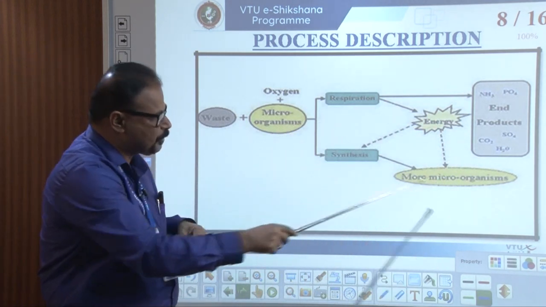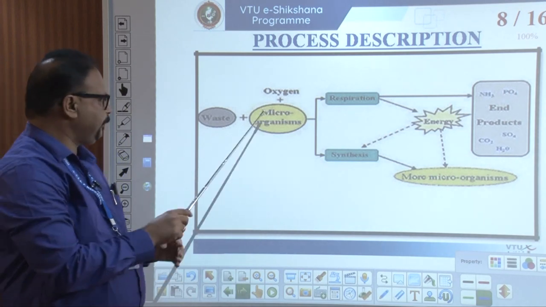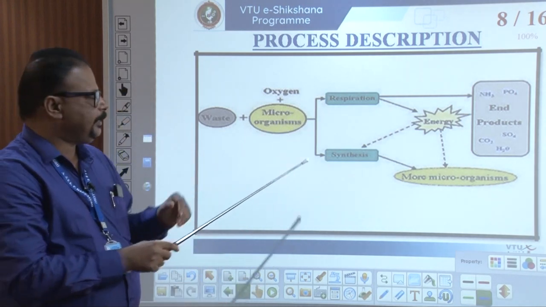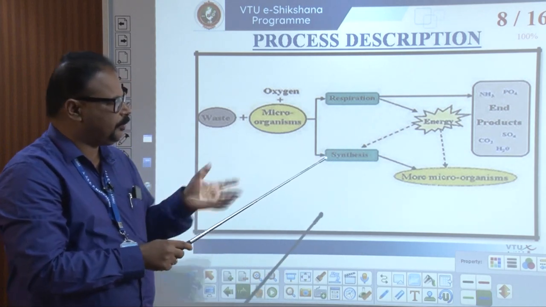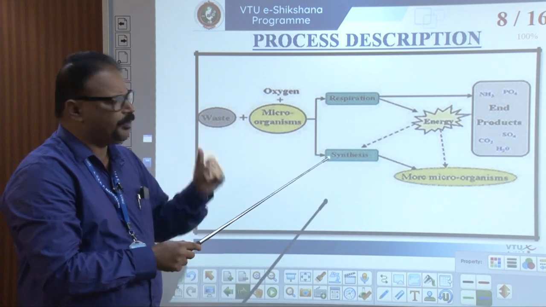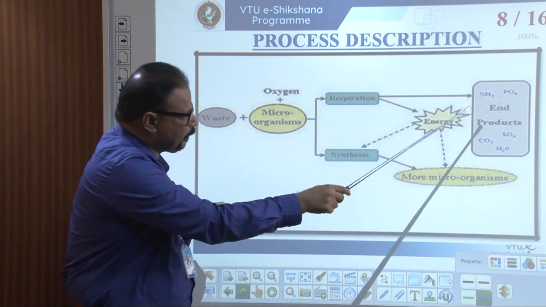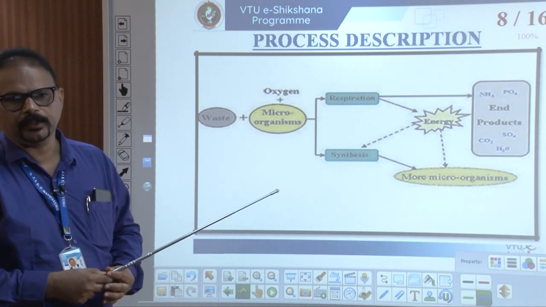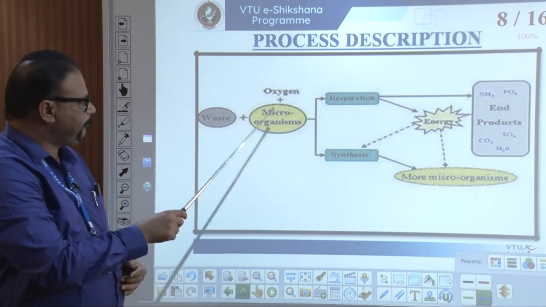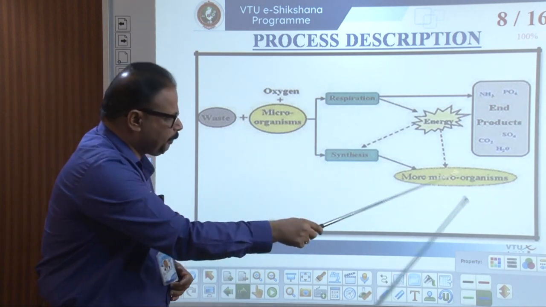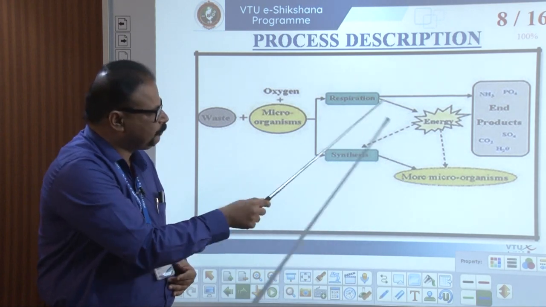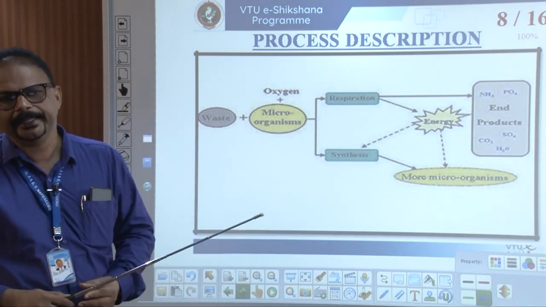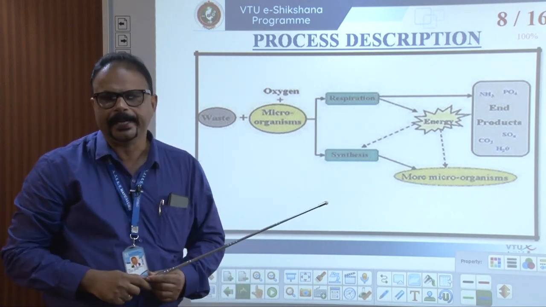Understood? This is the process description of aerobic composting. Waste and microorganisms with oxygen: they take the oxygen for respiration and for synthesis, then they reproduce, more and more microorganisms grow and they eat all the waste. Their excreta, their end product, is compost. That is the process description of aerobic composting.